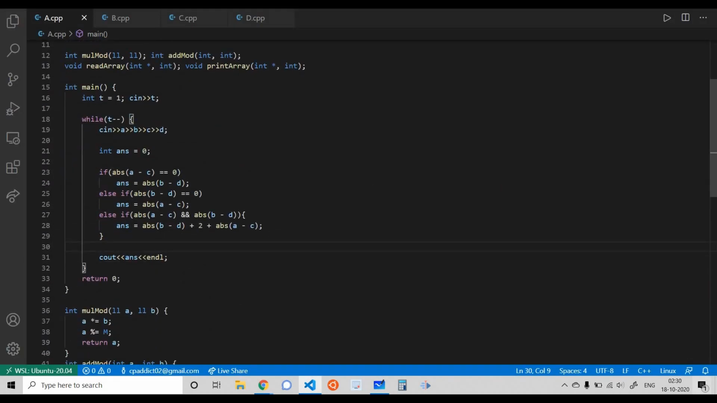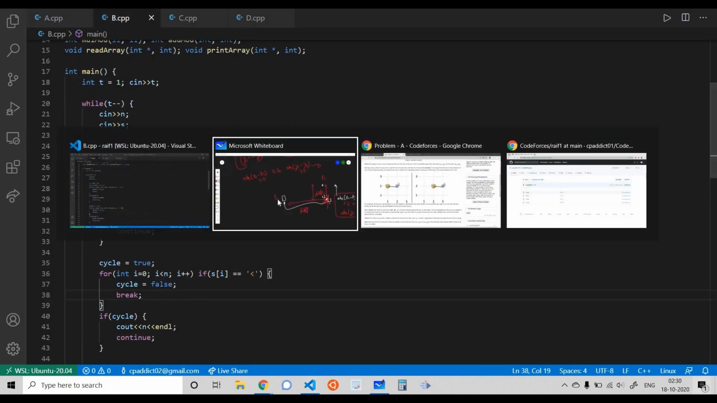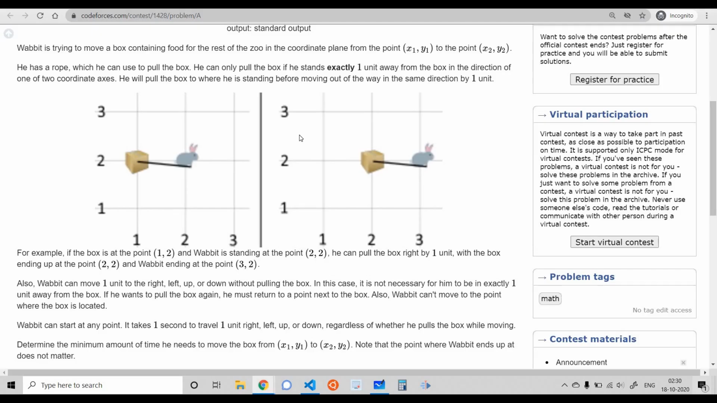As I've said, if they are having the same x coordinate, then the answer would be difference of their y coordinates, and if they are having same y coordinates, then the answer would be difference between their x coordinate. In the last case, if we see the absolute difference of x coordinates as well as the y coordinates is greater than 0, then we add 2 to the differences which I had explained. That's all for the problem A. Now let's see the second problem.